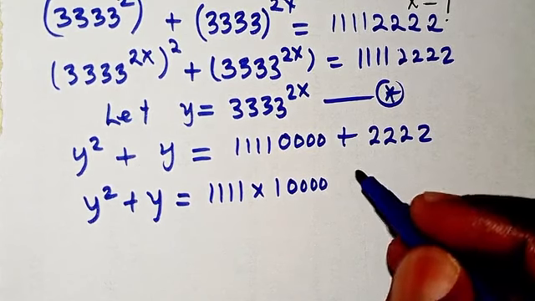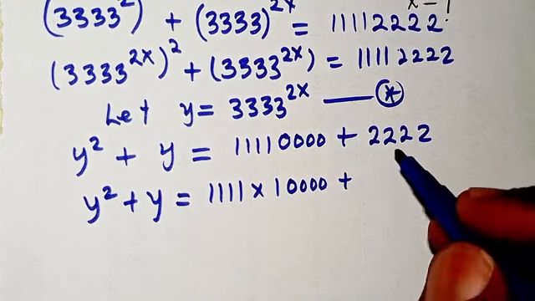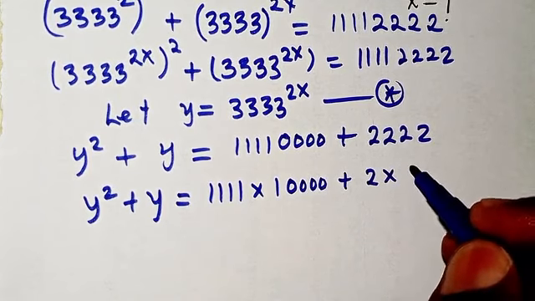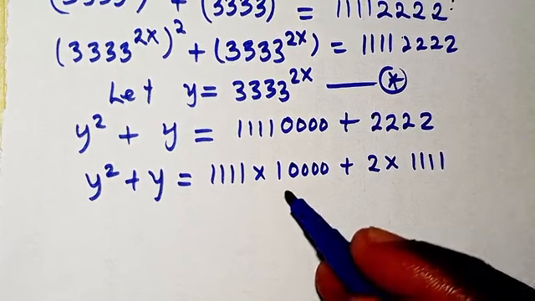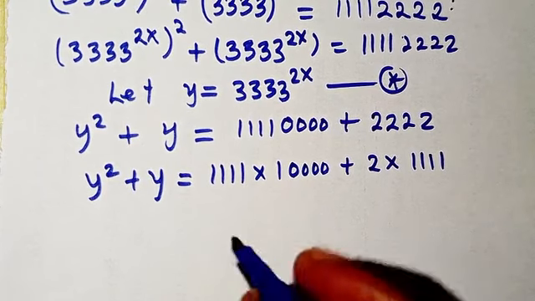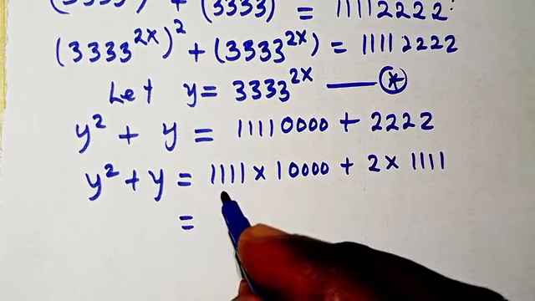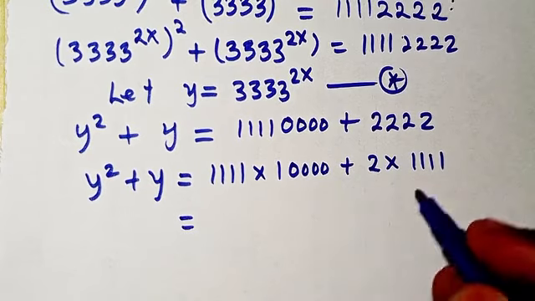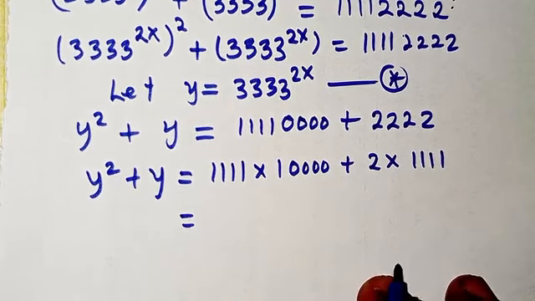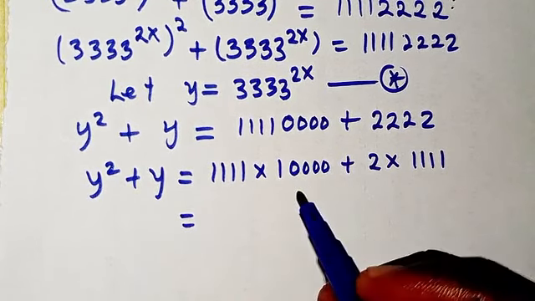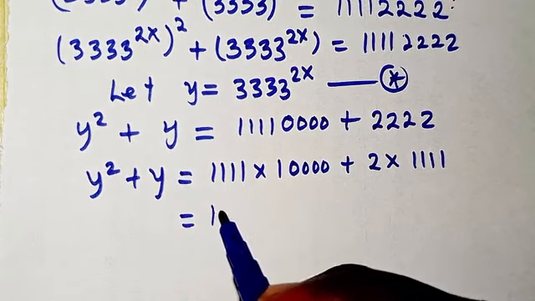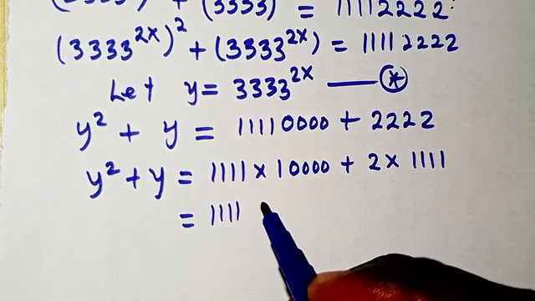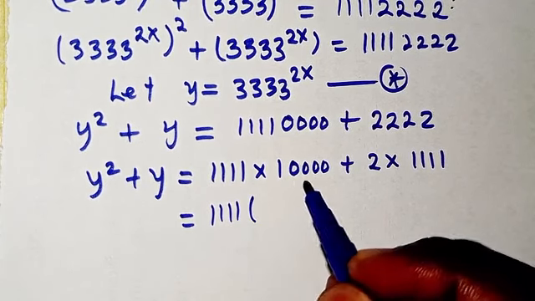plus 2 times 1 1 1 1, right? So the next thing I'm going to do is I just want to manipulate something out there. What we are going to do is that I want to rewrite this 1 1 1 1 and this multiplying.